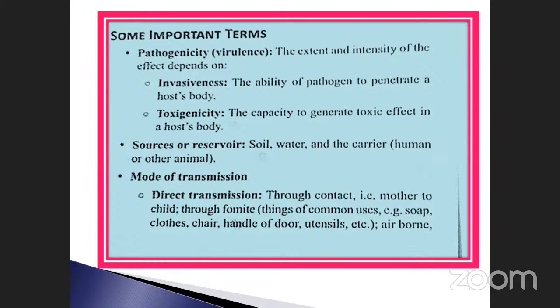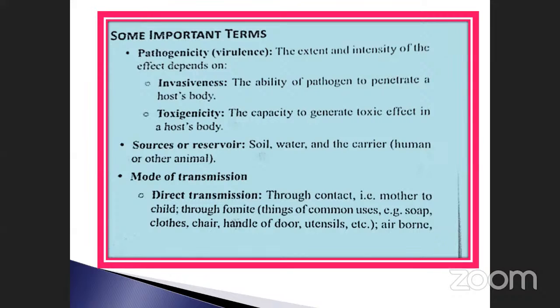And toxigenicity is the capacity to generate a toxic effect in the host body. After entering, it produces some chemical substances, toxic substances. The toxic substances are also divided into 2 types: exotoxin and endotoxin. If it is produced in muscles, that is called myotoxin. Pathogenicity is nothing but virulence, and according to its intensity, it is divided into 2 types: invasiveness and toxigenicity.